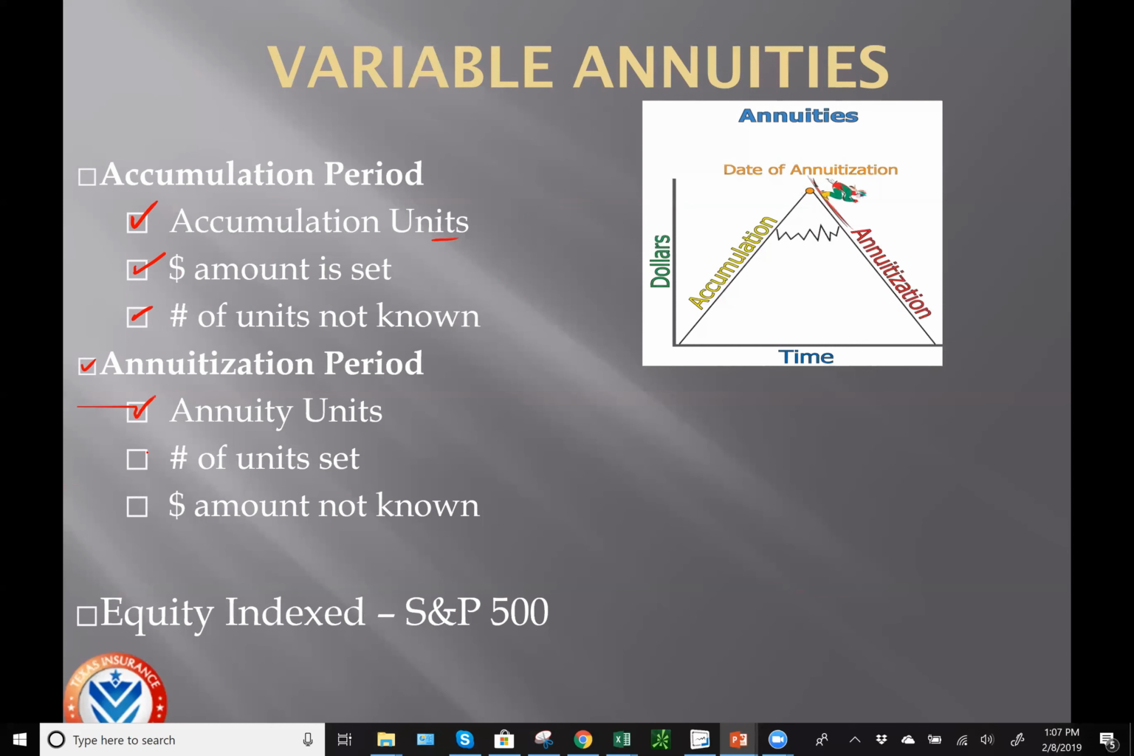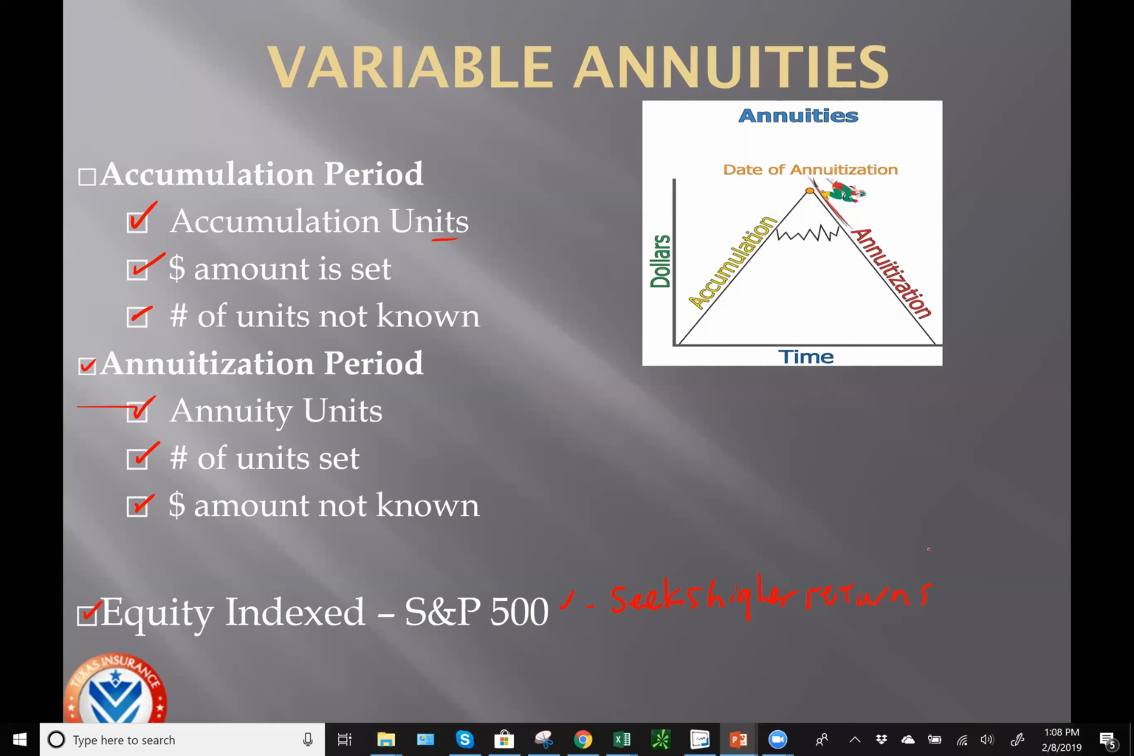Now here, you're going to know the number of units that are going to be coming out. However, the dollar amount of those units is not going to be known until that month. Once again, you might have one question over variable annuity, so I'm not overly concerned about that for your test. And lastly, equity indexed annuities, once again, tied to the S&P 500. And remember, it seeks higher returns.